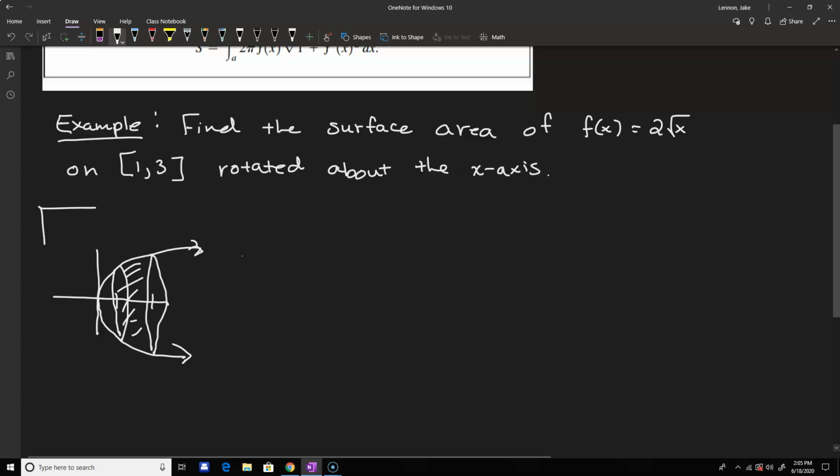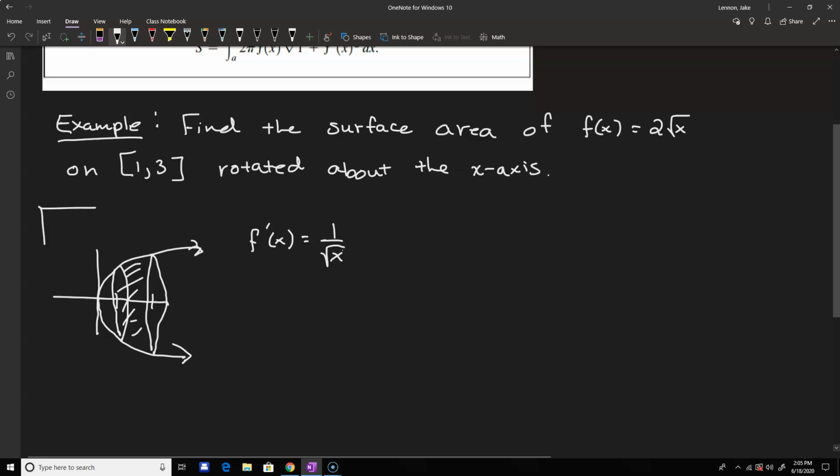So according to the formula, we also need to know the derivative. So f prime of x, we know, is just going to be x to the negative 1/2, or 1 over the square root of x, because the 1/2 from the power is going to be canceling with the 2.